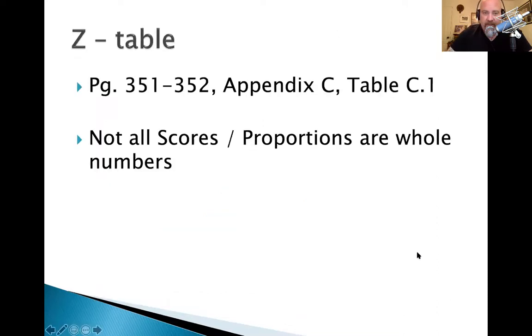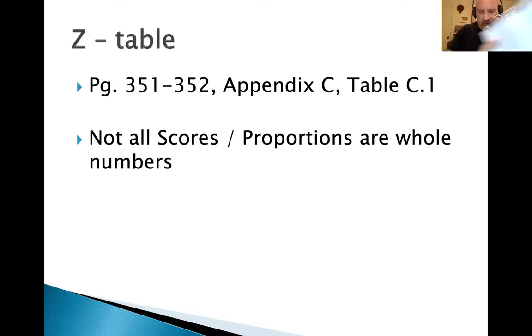So that table, let me pull mine up here. I'm going to grab my book. It is on 2 pages, page 351 to 352, in the back of your book, Appendix C, Table C1, right? So pause the video, grab your book, or if you have the ebook, go to your ebook and look up the Z table. I'm doing the same. I'm going to grab mine. I got my book here.